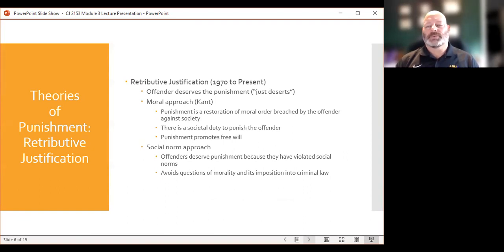There's a societal duty to punish the offender, and that punishment promotes free will. The social norm approach within this justification is that offenders deserve the punishment because they have violated social norms. This approach avoids any questions of morality and the imposition of morality into criminal law.